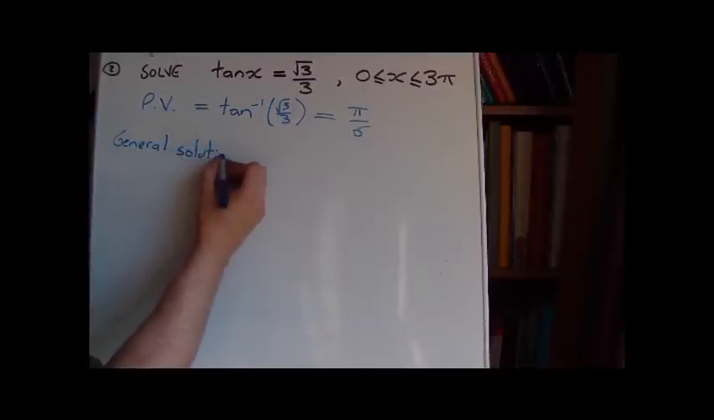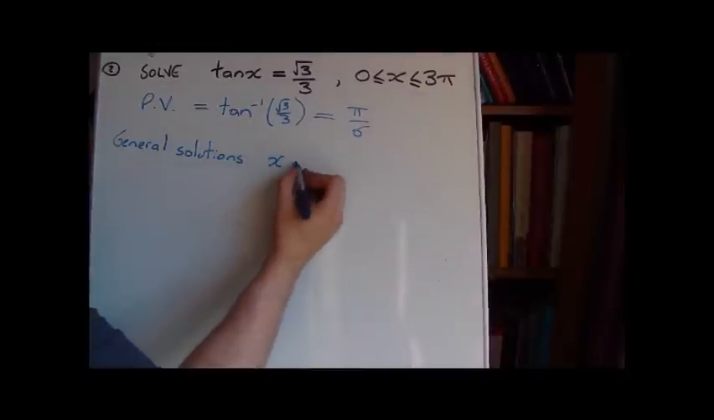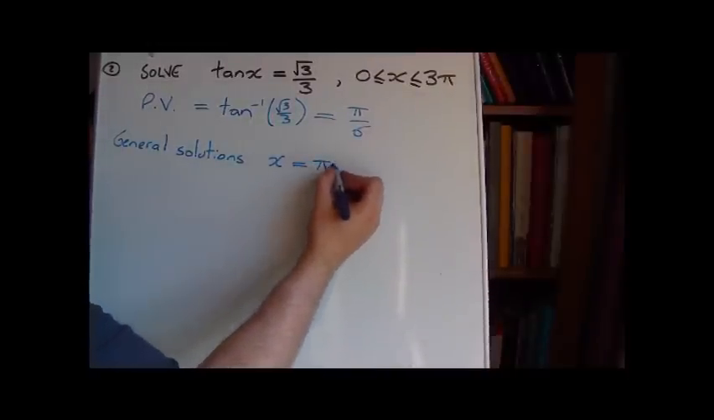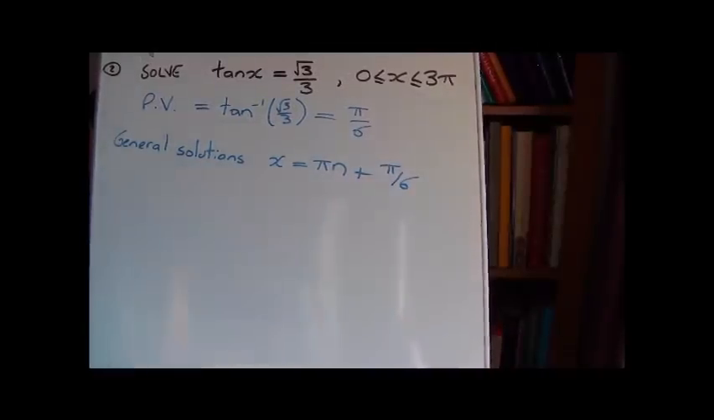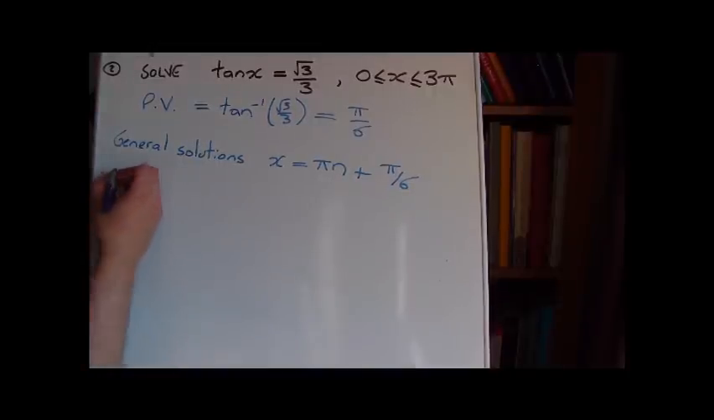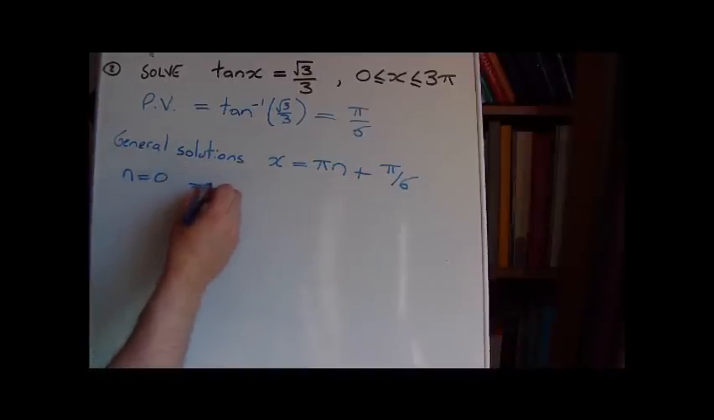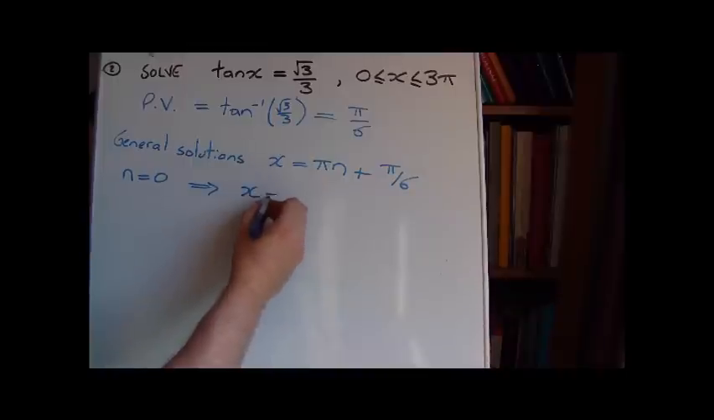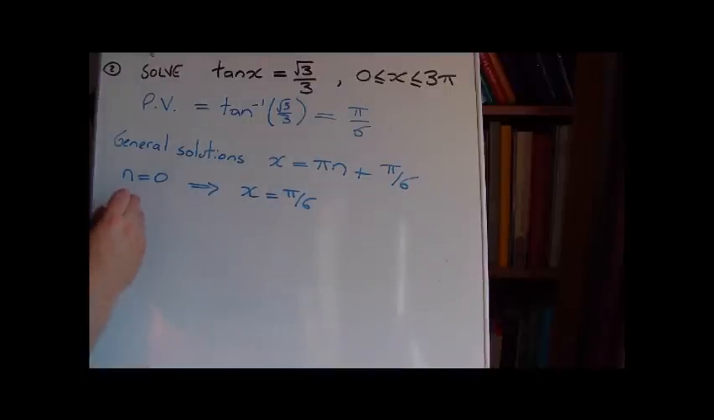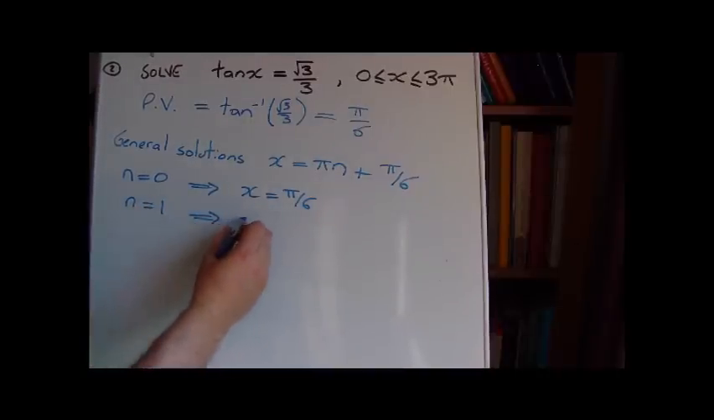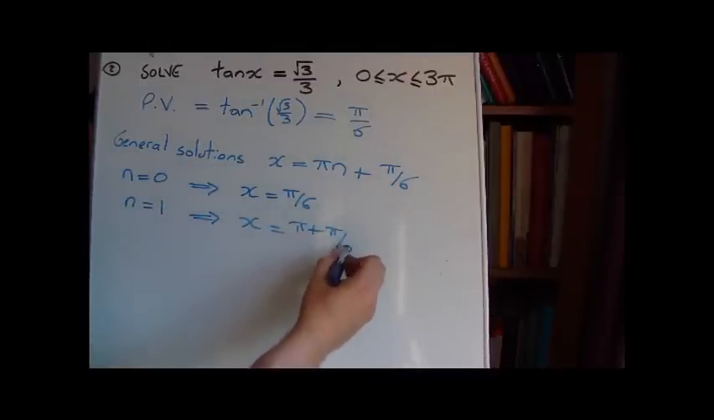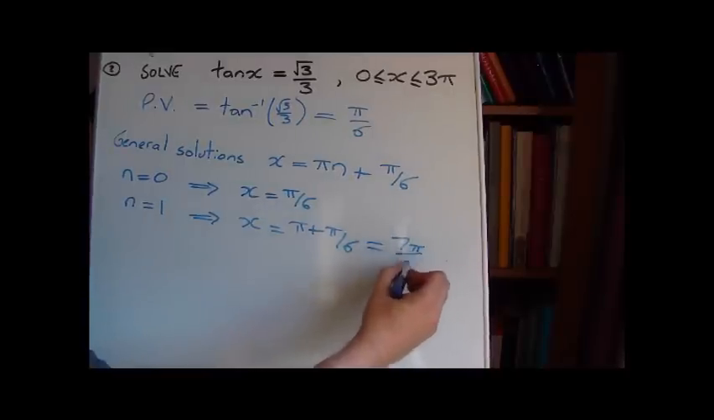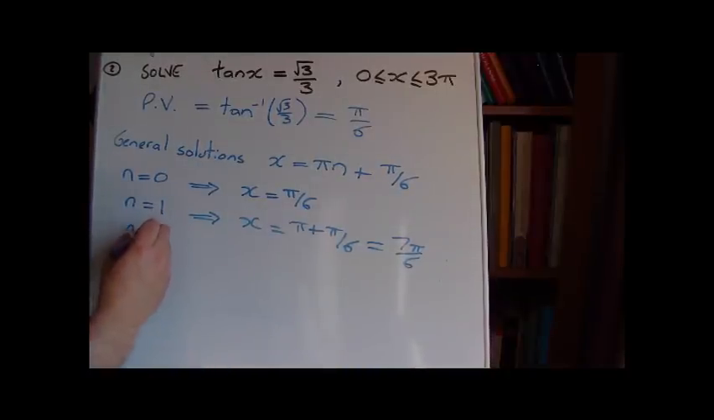So it's a formula, and for the tangent function in radians it's pi n plus the principal value, so that's pi/6. As before, we try different values of n and make sure that the values of x are within the required interval. So with n equals 0, we're simply going to get the principal value, which is pi/6. That's okay. If we try n equals 1, that's going to give us pi plus pi/6, and that's equal to 7 pi/6.